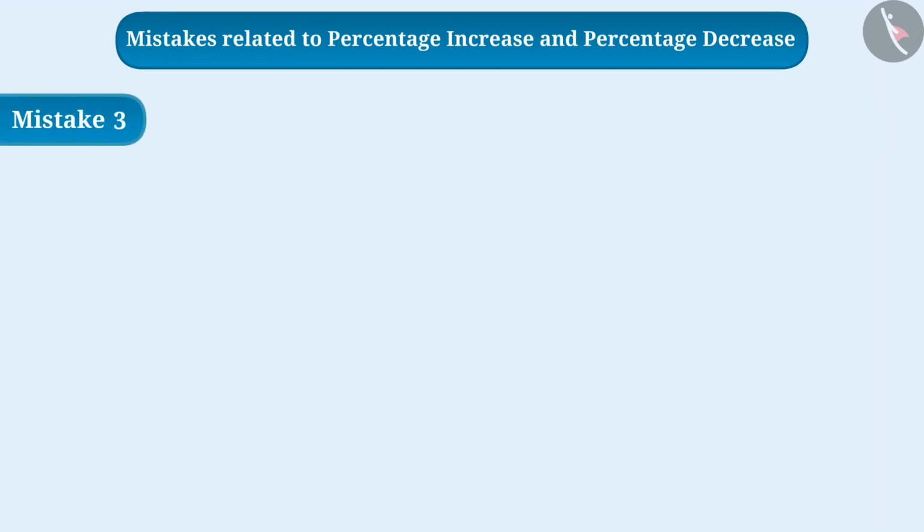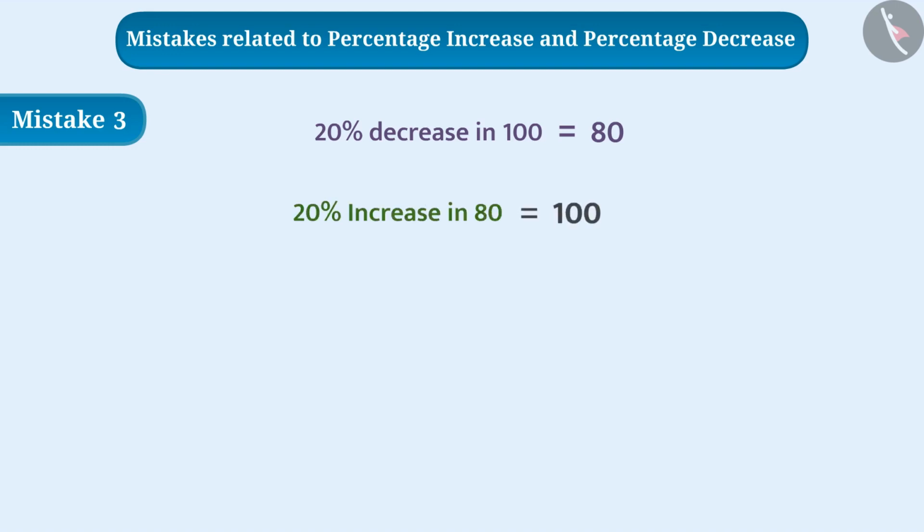Mistake 3. If there is a 20% decrease in 100, then the result is 80. Due to this, a misconception arises in children that a 20% increase will be necessary to obtain 100 from 80. But this is a wrong understanding.